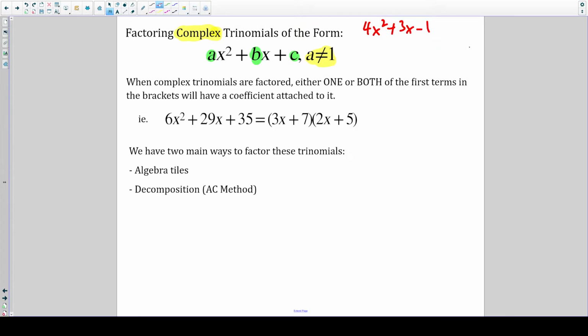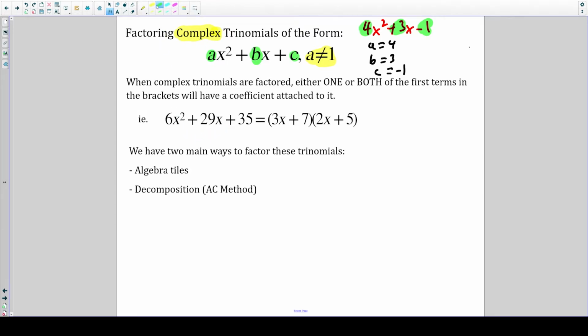In this case, if we take a look at our coefficients, or our values rather, a is equal to 4, b is equal to 3, and c is equal to -1. Just remember that your coefficient also includes whatever sign is in front, whether it's positive or negative. Same thing for your constant term. If you have a constant of -1, then you need to make sure you have noted that c is equal to -1.